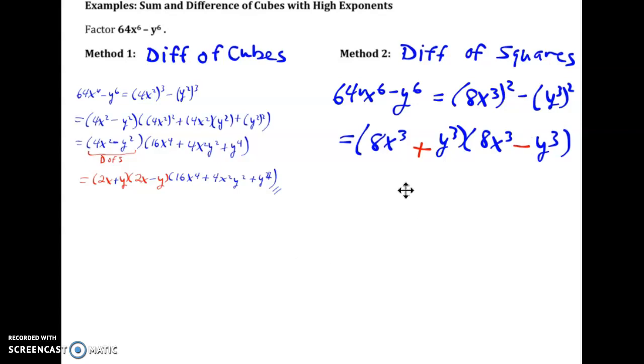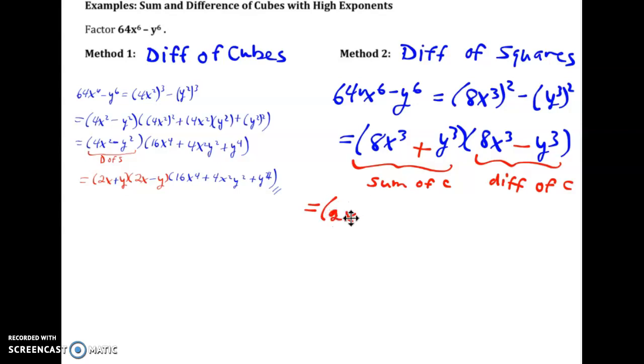What you'll notice here is that we're not actually done yet, because that first bracket is actually a sum of cubes. And the second bracket is a difference of cubes. So we can actually factor each of those brackets one step further. Cubed root of the first term there is 2x. So that's our a value. Cubed root of that last term is y, that's our b value.